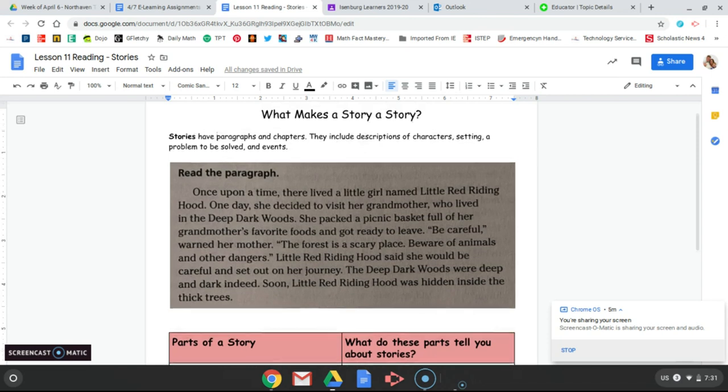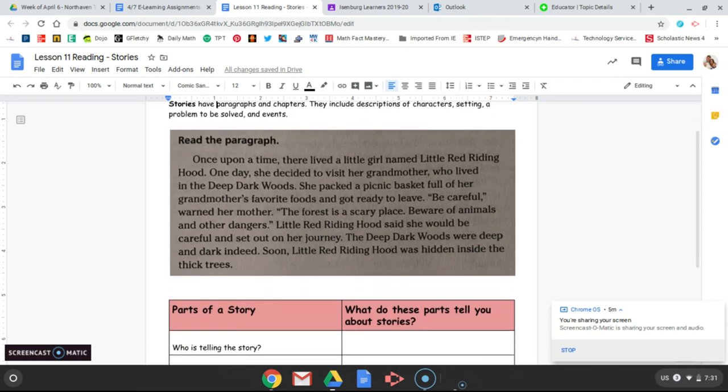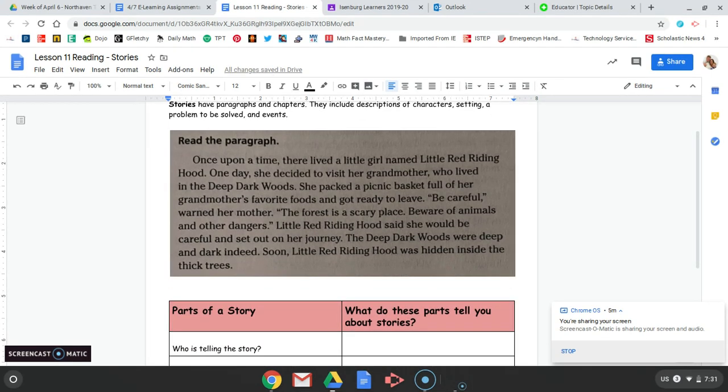Then it says a problem to be solved and events. So almost every story you will read is going to have some kind of problem. Sometimes you might see the word conflict being used, and a conflict is the same thing as a problem.